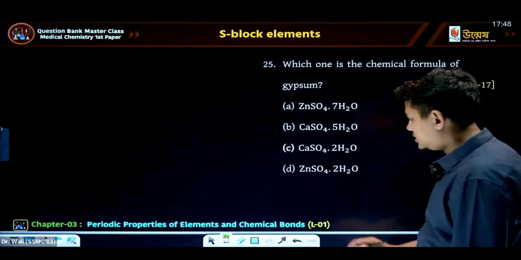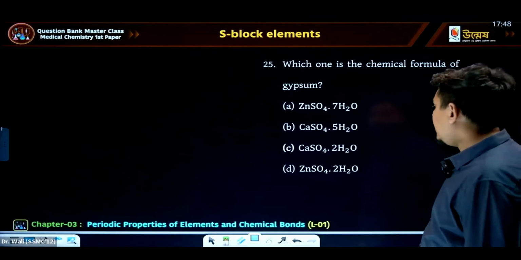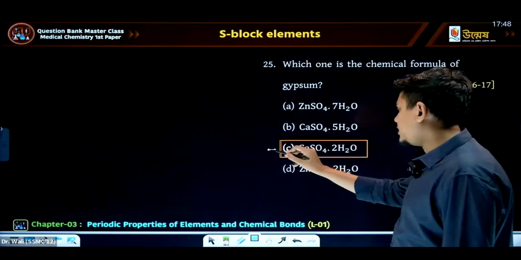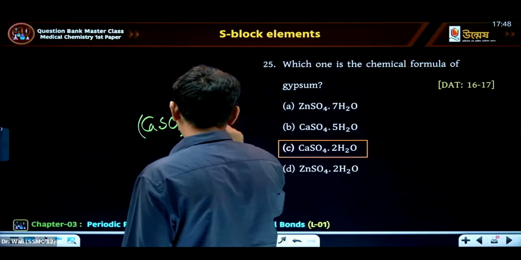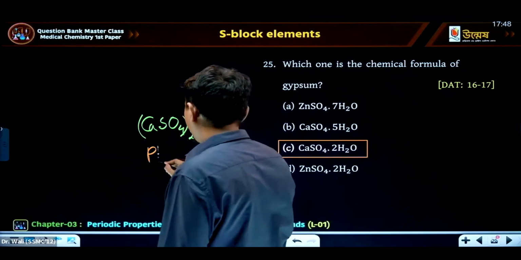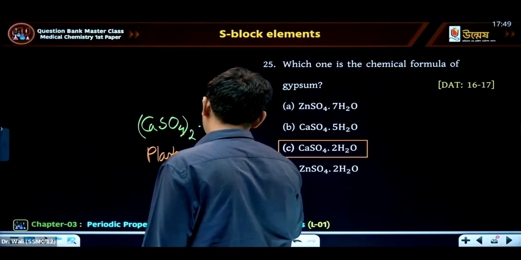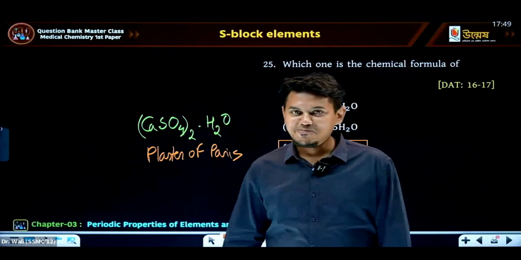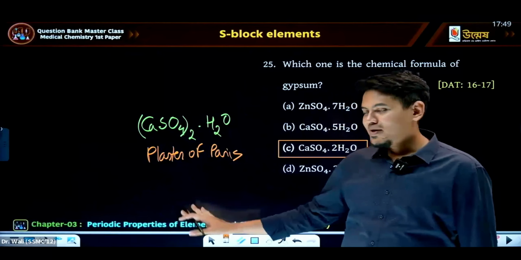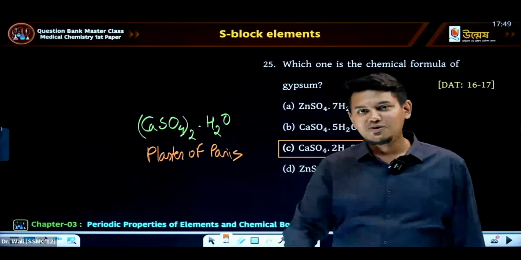Which one is the chemical formula of gypsum? It is a very important question. It appeared in the admission test as well. The answer will be calcium sulfate dot 2H2O. If I rearrange the formula in this way, calcium sulfate 2 molecules and 1 molecule of water, then it will be named plaster of Paris, which is also important to remember for the medical admission test. Once you become an orthopedic physician, you will be able to know more regarding plaster of Paris. You will also know about it if you become a medical technologist in the orthopedic section, but I think you are not talking about that.